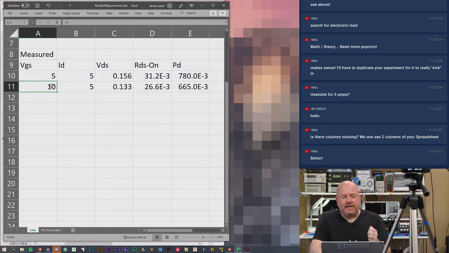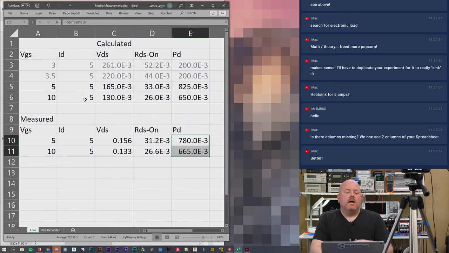If we increase the VGS to 10 volts, and I'll talk briefly about how you do that, then the power dissipated would be 665 milliwatts. Okay, so this is a pretty good drop, like 20%, 25% drop in power dissipated by doubling the VGS. Now in this case, because this is a TO220 package, neither of these currents or VGS values would require a heatsink. So that would be good to go.